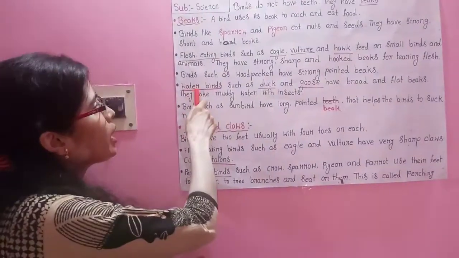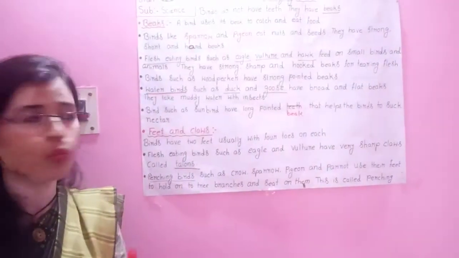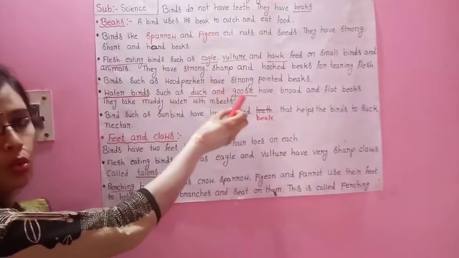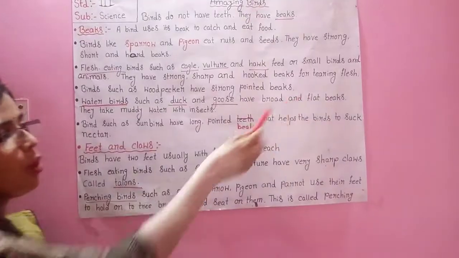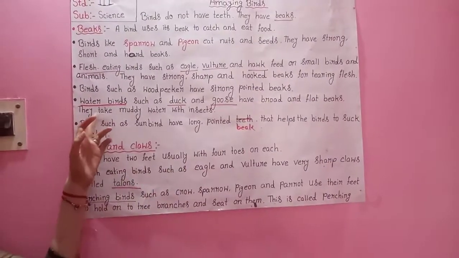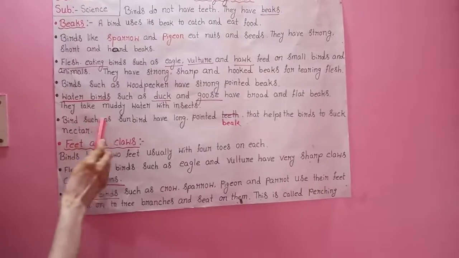Next one is water birds. Water birds are birds that live in water, just like duck and goose. They swim in water. They have fat and broad beaks that help them to take in muddy water with insects.